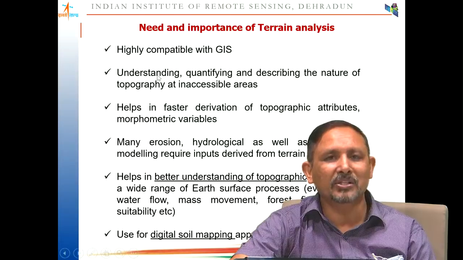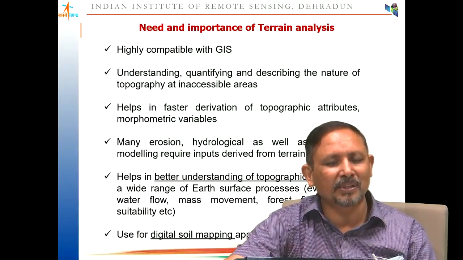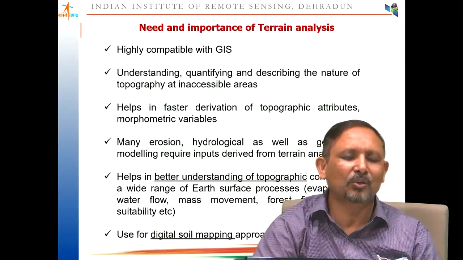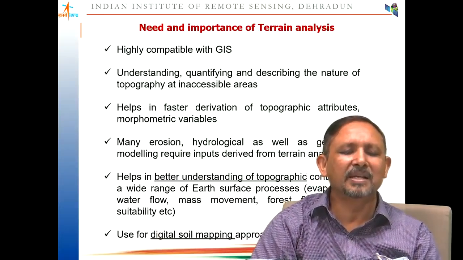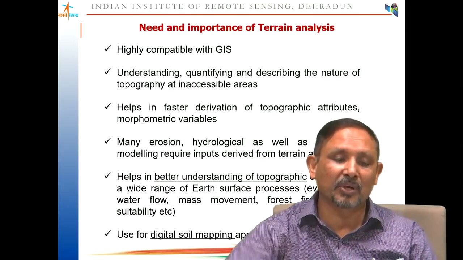It helps in understanding, quantifying, and describing the nature of topography even in inaccessible areas. So in hilly areas, most of the area is inaccessible. For generating the terrain parameters to analyze runoff or soil erosion loss in inaccessible areas, these DEM-derived terrain parameters can be utilized.